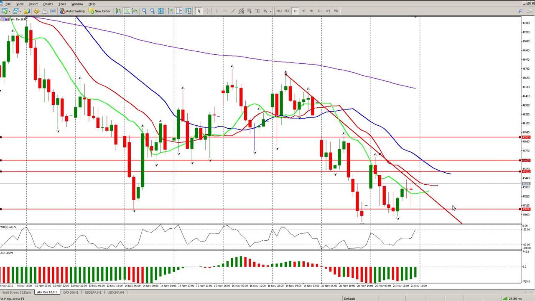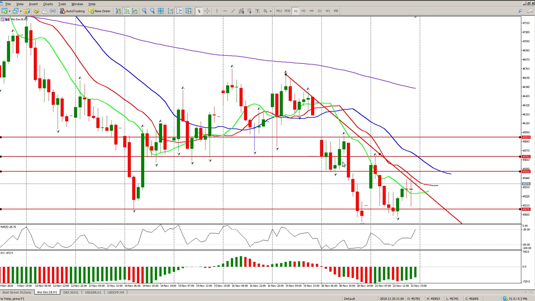Let's have a look at the levels. The first level I said to you was here. Then we had these inside tails here, and each of these inside tails would have been an opportunity. You can see what happened here. If I just move that up, we used this inside tail here as the level.